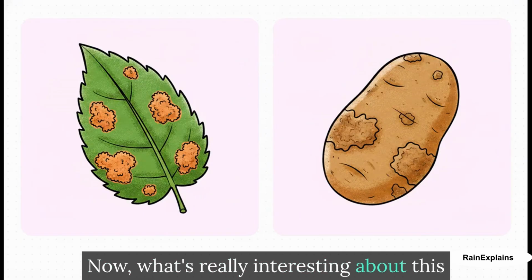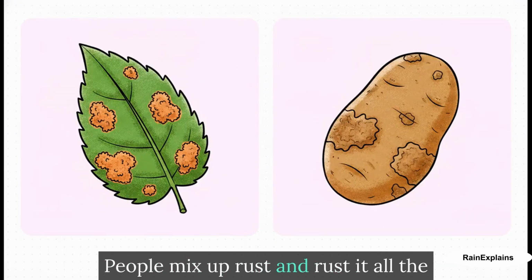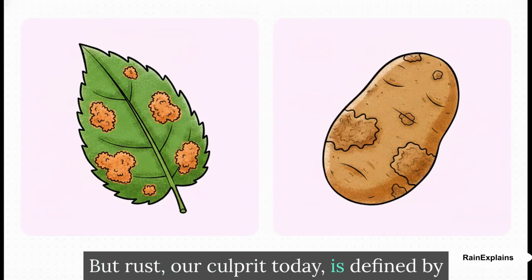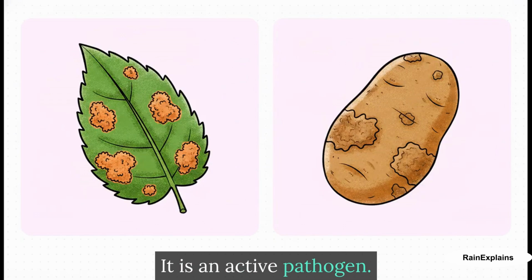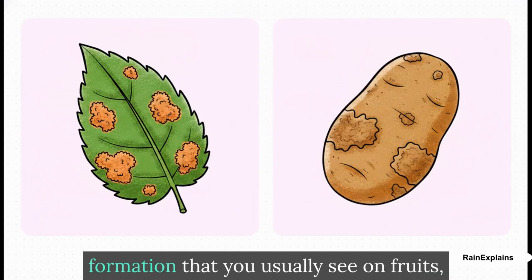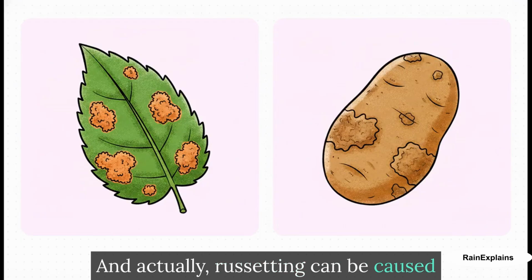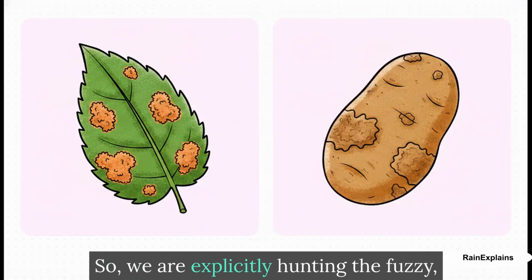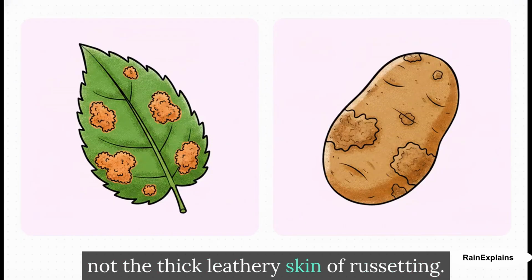Now, what's really interesting about this slide is how it clears up a super common point of confusion. People mix up rust and russet all the time because, well, they sound alike. But rust, our culprit today, is defined by that distinct orange to brown fungal discoloration. It is an active pathogen. Russet, on the other hand, is an abnormally discolored, thick, rough skin formation that you usually see on fruits, tubers, or leaves. And actually, russeting can be caused by abiotic factors or even tiny pests like russet mites. So, we are explicitly hunting the fuzzy, orange-brown spots of the rust fungus, not the thick, leathery skin of russeting.